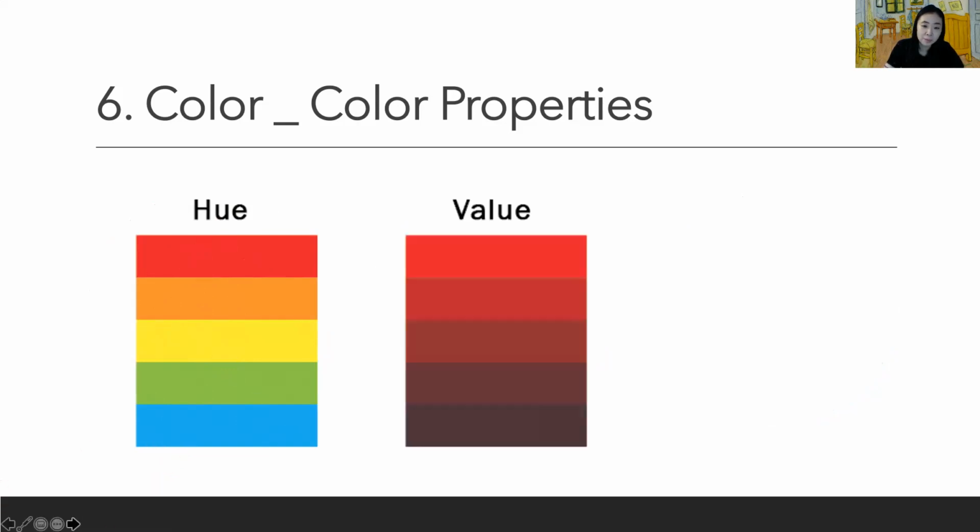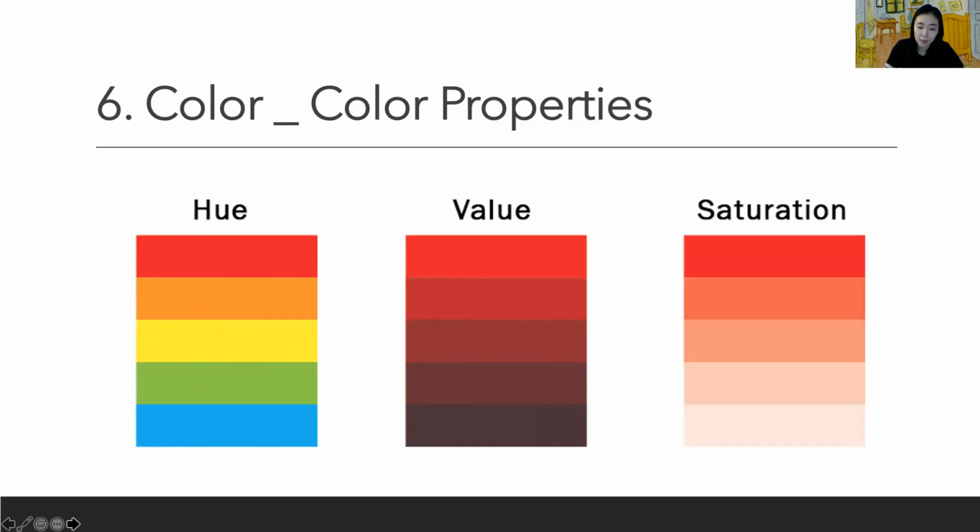And value refers to the relative lightness or darkness of the color, like this. And saturation or intensity refers to the relative purity of a color. Colors may be pure and saturated as they appear on the color wheel, or they may be dulled and softened to some degree.